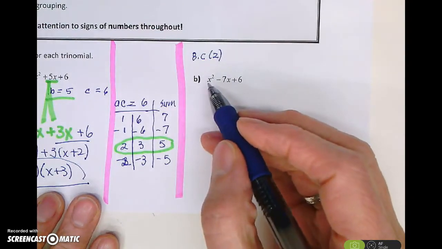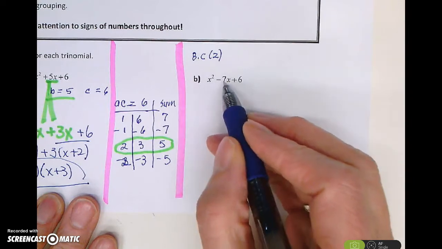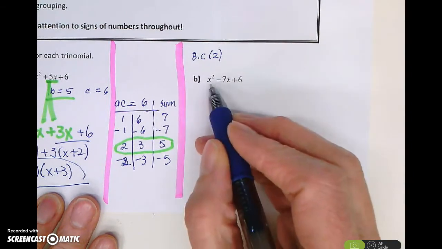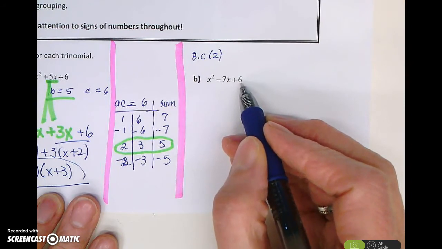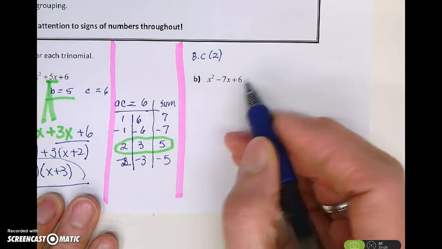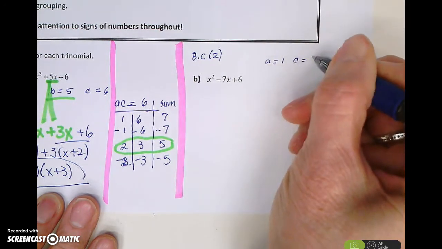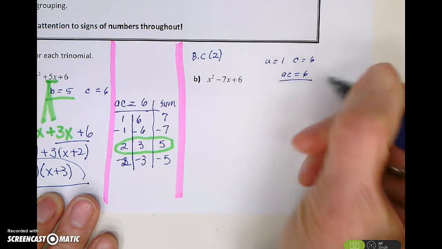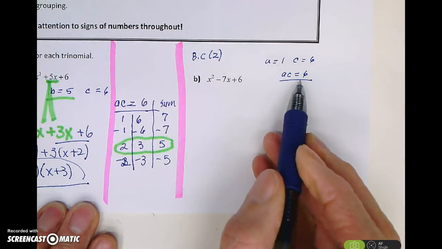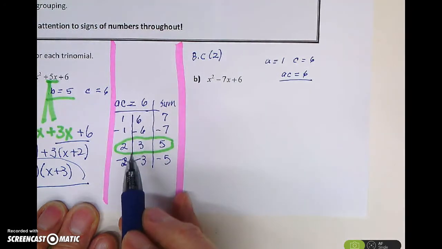All right, so this is going to be example 2, part B. And again, we're factoring this trinomial. It's in standard form, x squared plus x plus a constant. I want to multiply a times c. So again, on this problem, a is 1, c is 6. So ac is 1 times 6, which is 6. And so we're going to be listing all the different factors of 6, which we already did right here.